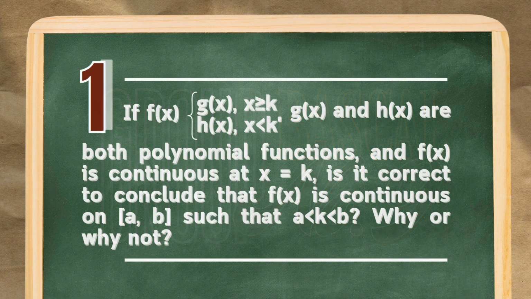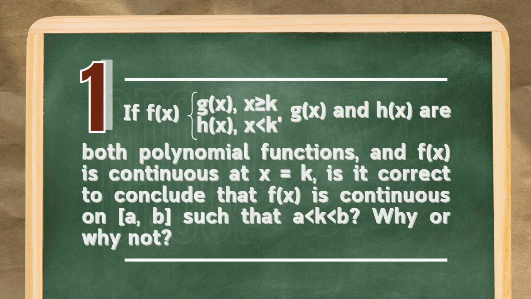For the first problem, we have f of x is equal to g of x if x is greater than or equal to k, h of x if x is less than k. G of x and h of x are both polynomial functions, and f of x is continuous at x equals k. Is it correct to conclude that f of x is continuous on (a, b) such that k is greater than a but less than b?